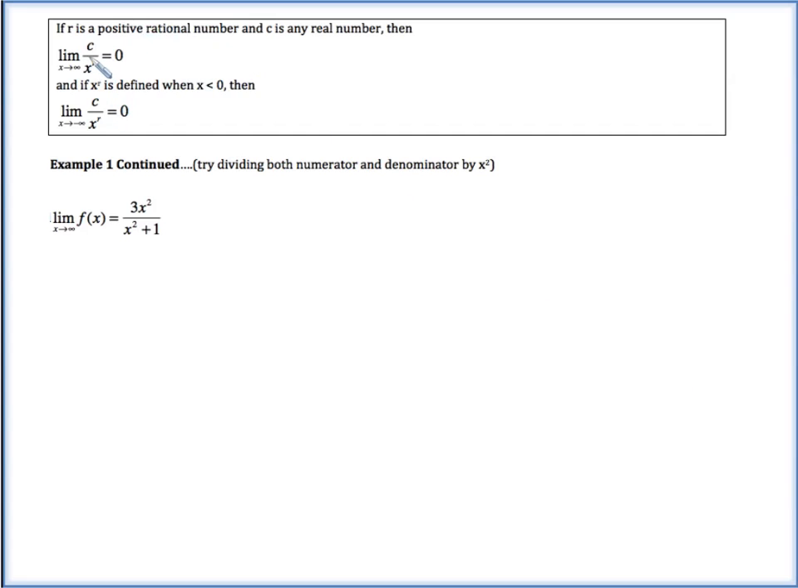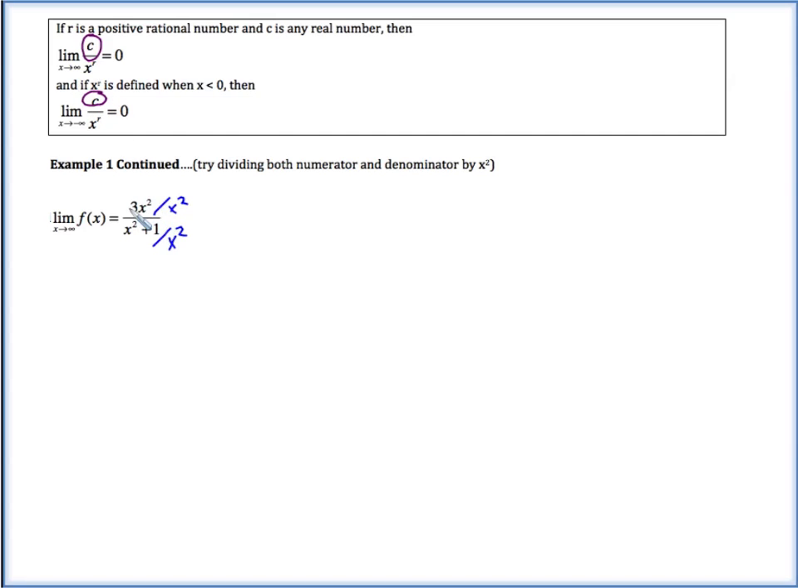So we see this here. If r is a positive rational number and c is any real number, then we know the limit as x approaches infinity of c over x to the r equals 0. Okay? So if we try example 1 again, we're going to try dividing both numerator and denominator by x squared. Okay, so we're going to divide this part by x squared, and we're going to divide this part by x squared. Now, the reason we're doing that is we're trying to get that constant in the numerator.